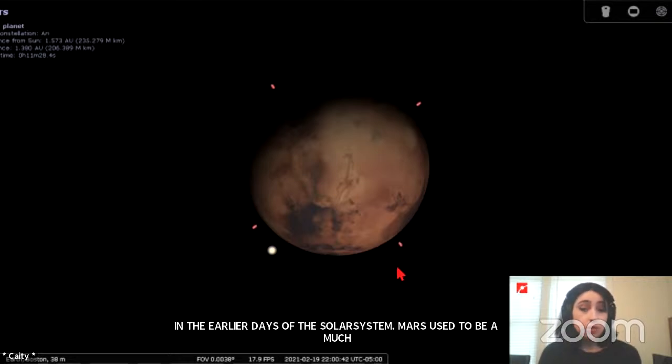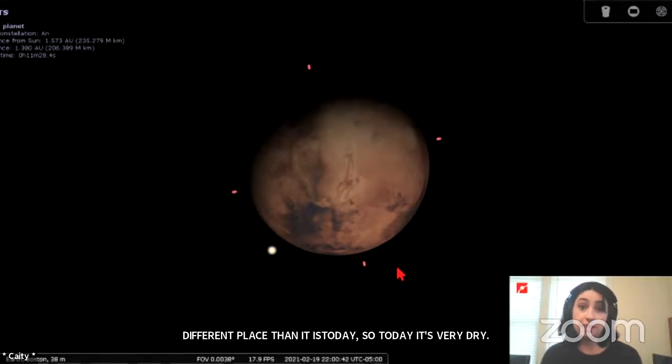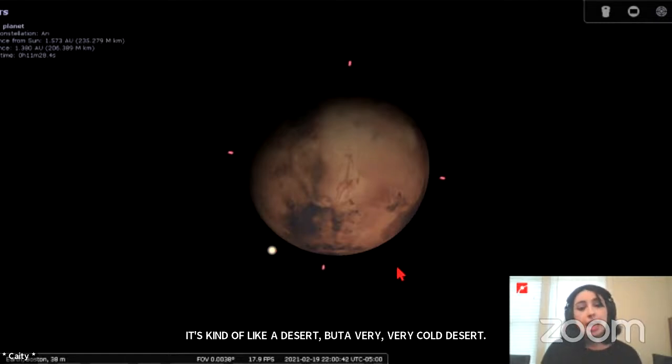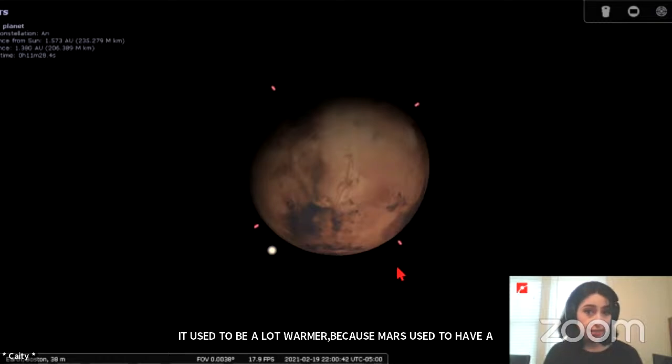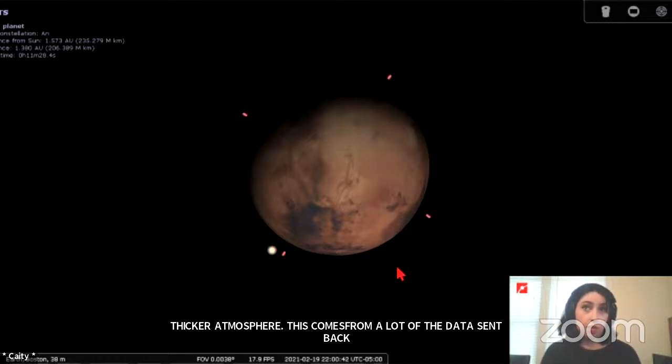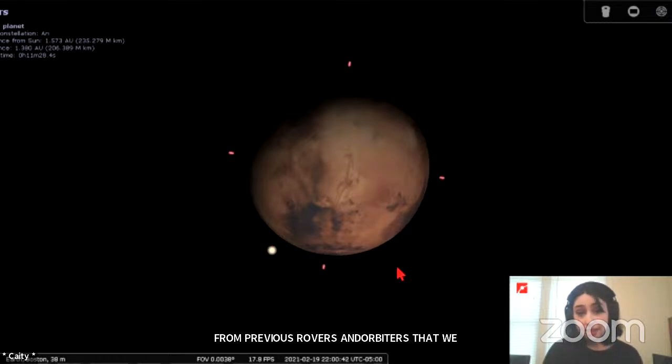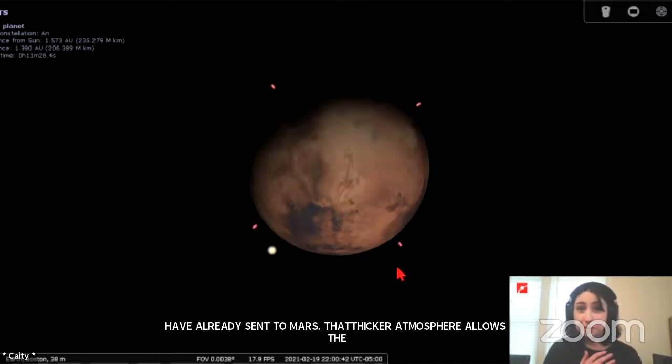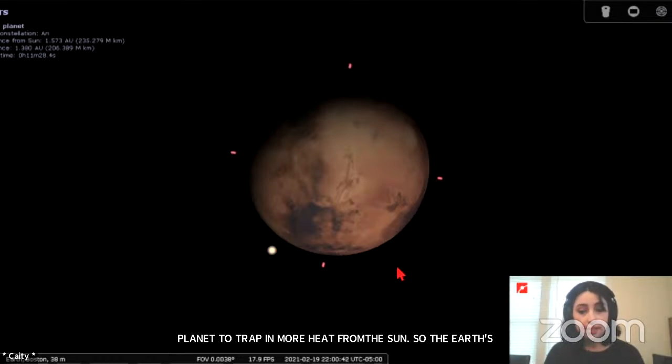And it used to be a lot warmer because Mars used to have a thicker atmosphere. And this comes from a lot of the data sent back from previous rovers and orbiters that we've already sent to Mars. That thicker atmosphere allows the planet to trap in more heat from the sun. So the Earth's atmosphere traps in just enough heat so that we don't completely freeze or completely boil away. It's trapping in a very good amount that allows for liquid water on the surface.